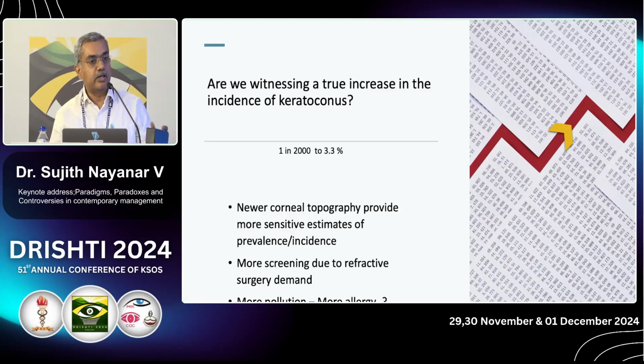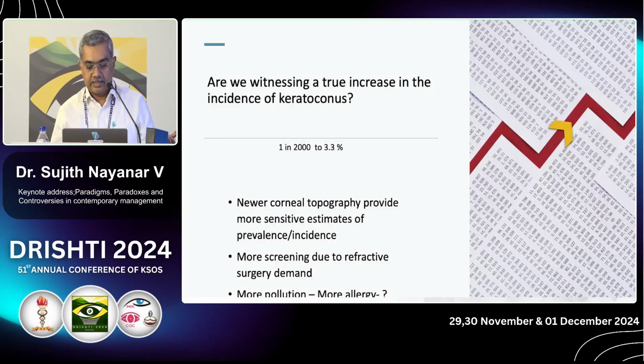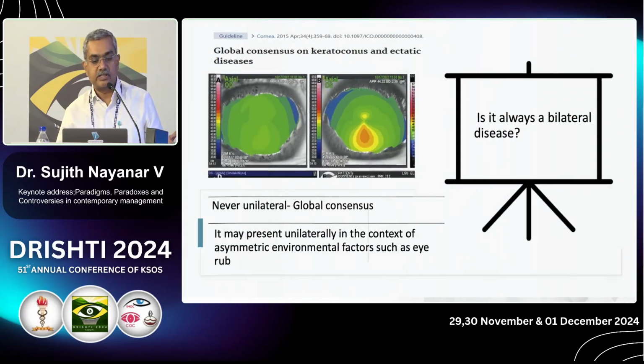Probably we are picking up more cases because there is a lot of demand for refractive surgery, and we are doing a lot of refractive surgery screening. Also, there's a possibility that our lifestyle has changed. There's more pollution, more allergy, and we are actually making more keratoconus patients. So, all the more we are seeing more unilateral cases. So there were a lot of case reports coming up.